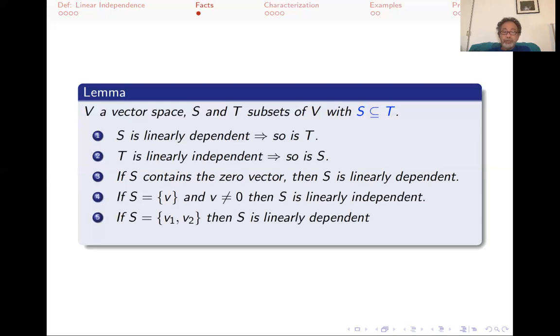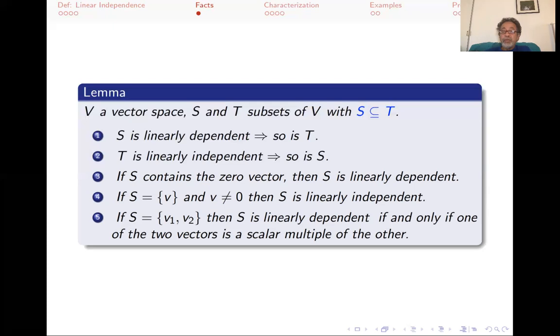And if you have 2 vectors, then when is it linearly dependent? If you have 2 vectors, well, you're writing them as a linear combination equal to 0. That's true if and only if one of the 2 vectors is a scalar multiple of the other. So these are pretty straightforward facts.